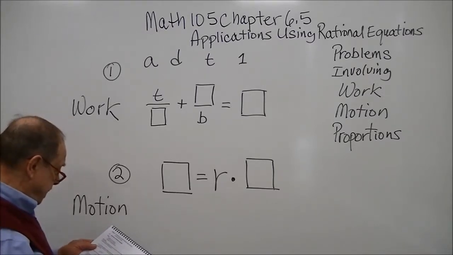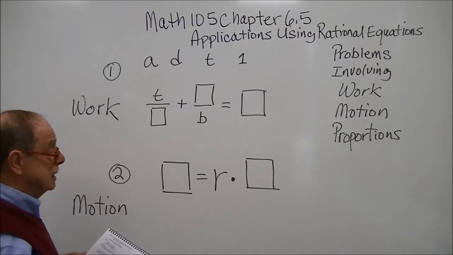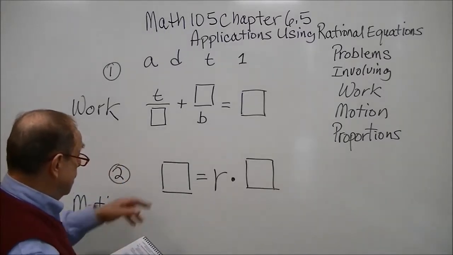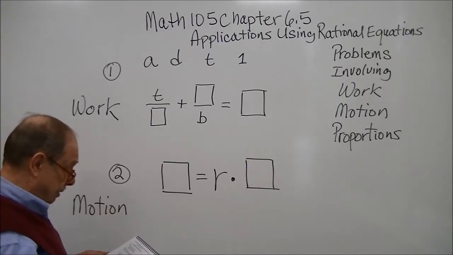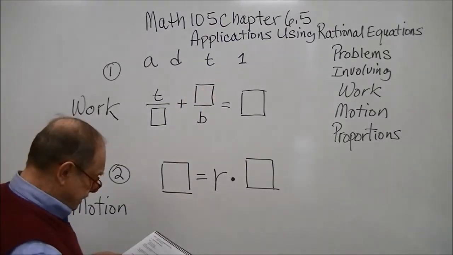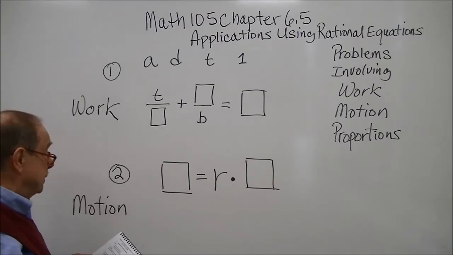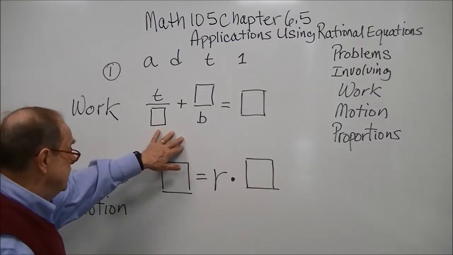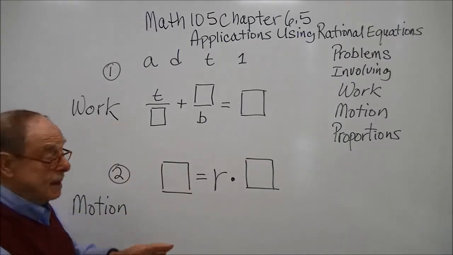So for number 1, it says, if lowercase a is the time needed for person capital A to complete the work alone, and lowercase b is the time needed for person B to complete the work alone, and T is the time needed for both person A and person B to complete the work together, then what would this formula be? By the way, what they're setting up for you here is the major work formula that will be used in a number of examples coming up.